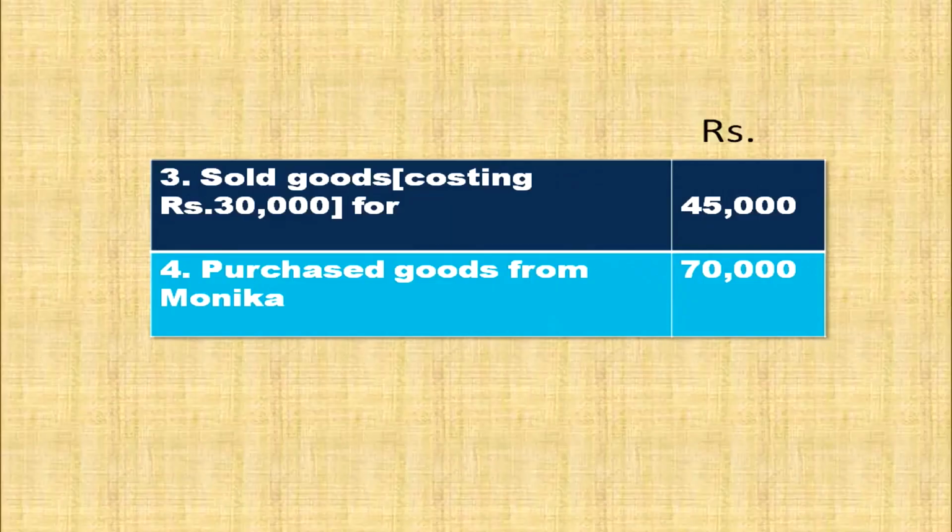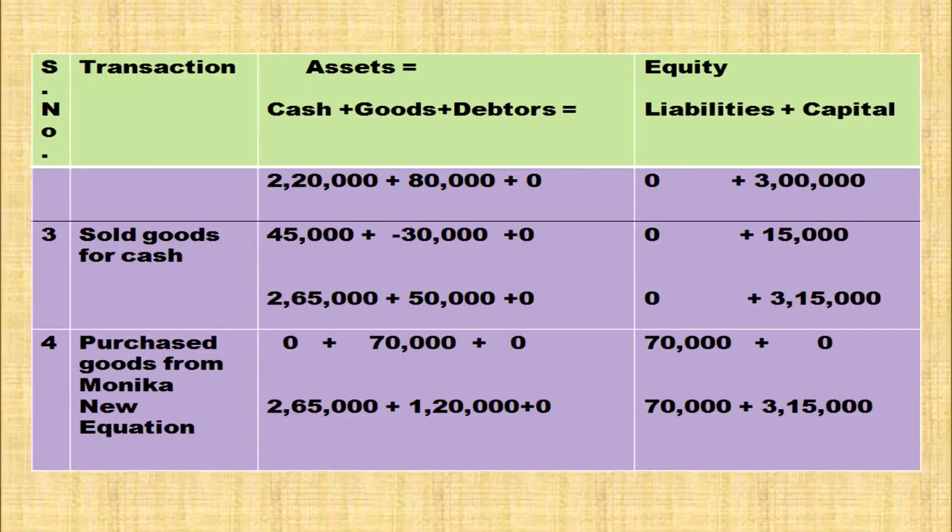Another set of transactions: sold goods costing 30,000 for rupees 45,000. Purchase goods from Monica 70,000. The earlier accounting equation is given, and the new transaction: sold goods for cash. Goods worth rupees 30,000 are going from the business, the cost price. Cash worth rupees 45,000 is coming inside the business, the selling price. Selling price is more than the cost price, so it is a profit. 45,000 selling price minus cost price 30,000 will give you 15,000. As it is a profit, it is added to the capital.